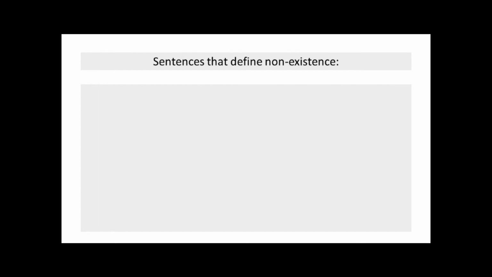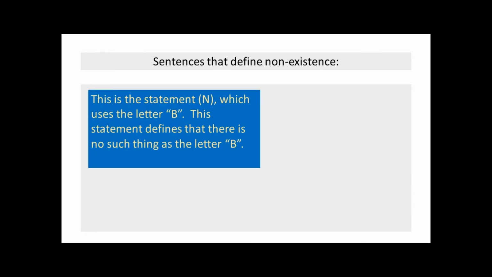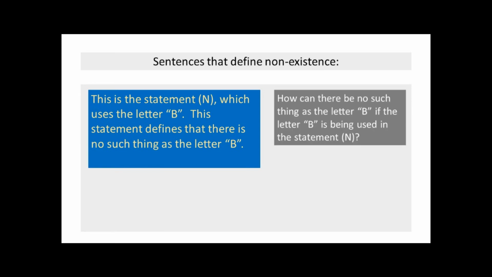All right. Let's get into the crazy reasonings of sentences that define non-existence. The following will demonstrate. This is the statement N, which uses the letter B. This statement defines that there is no such thing as the letter B. How can there be no such thing as the letter B if the letter B is being used in the statement N?